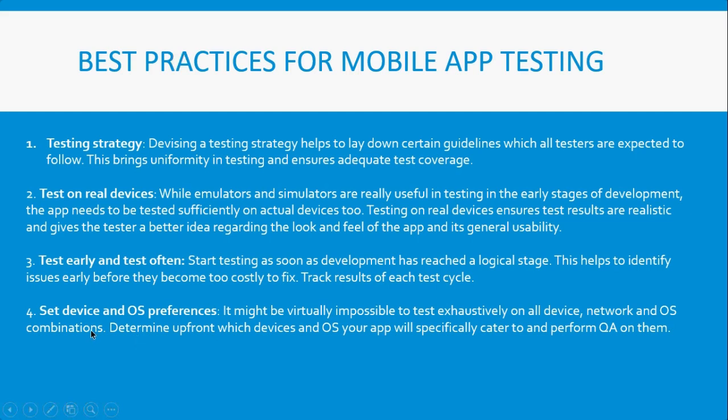Now you need to set your device and operating system preference. It might be virtually impossible to test all devices, network combinations, and operating system combinations. So you need to determine upfront which devices and operating systems your application will specifically cater for and perform quality assurance on them.